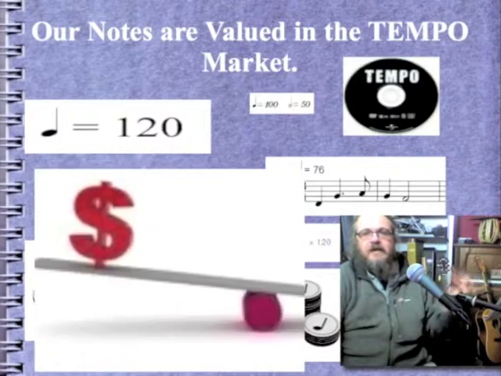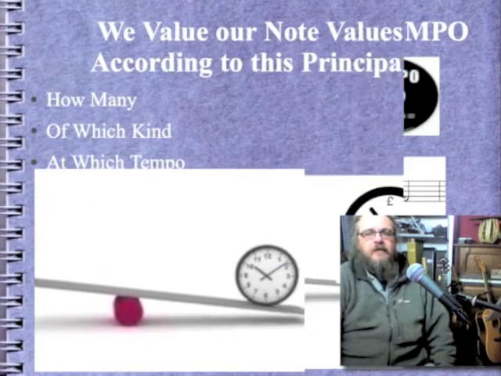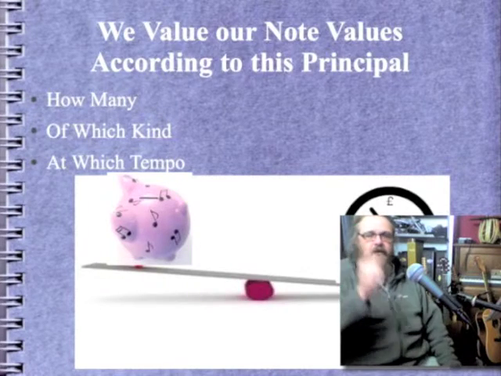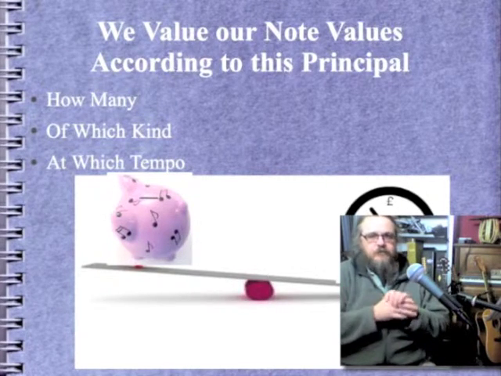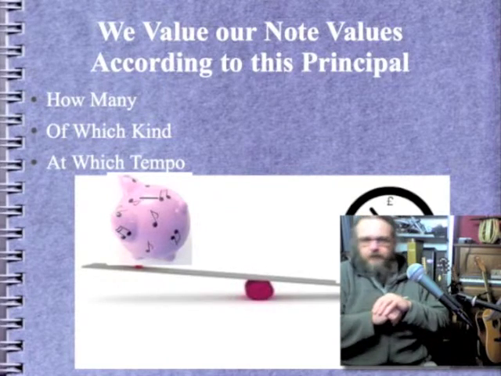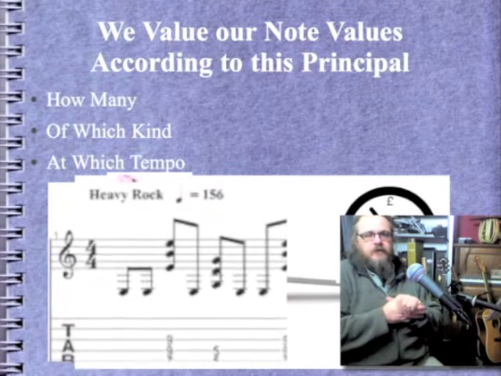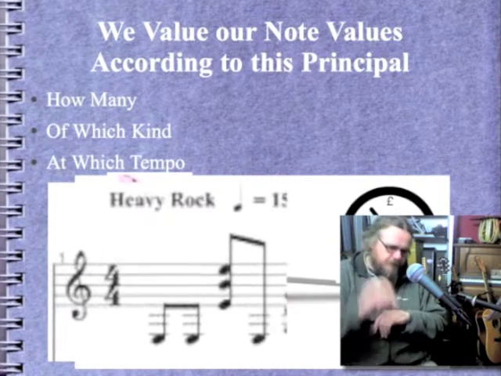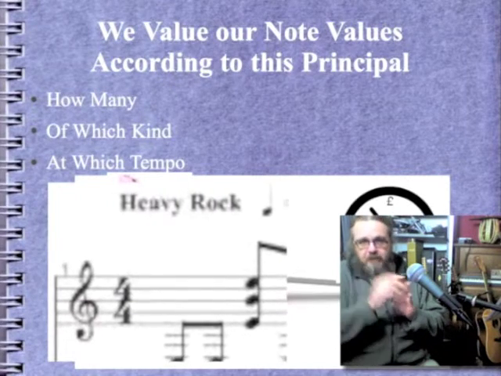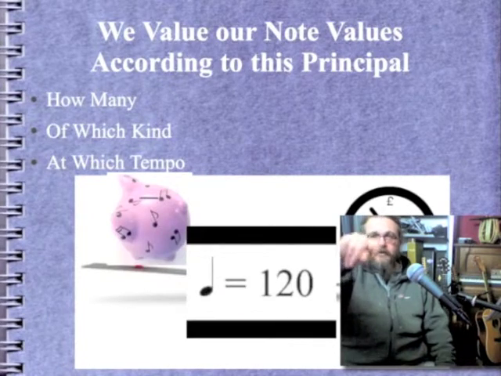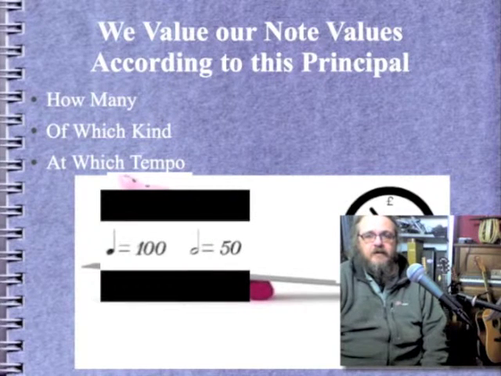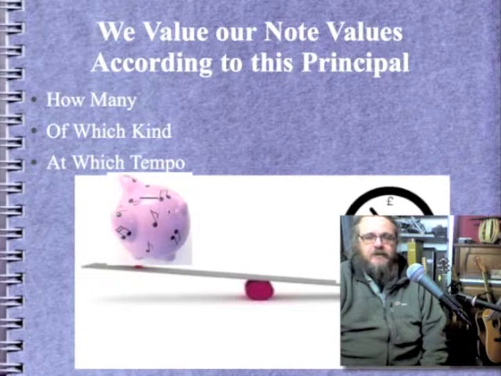So our notes are valued in the tempo market, and we value our notes according to this principle: how many notes, of which kind, at which tempo, for how long. So how many is the top number on the time signature, of which kind is the bottom number on the time signature, at which tempo is denoted by a quarter note or a half note or whatever it is in the metronome mark, at so many beats per minute. And so there you see it's a variable exchange rate. According to the tempo, the value of your notes in your piggy bank goes up and down.